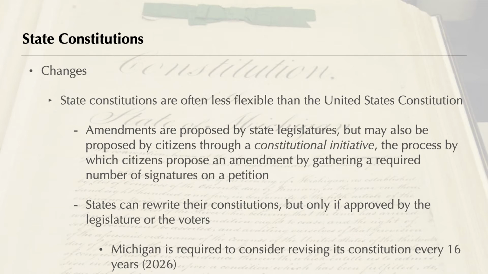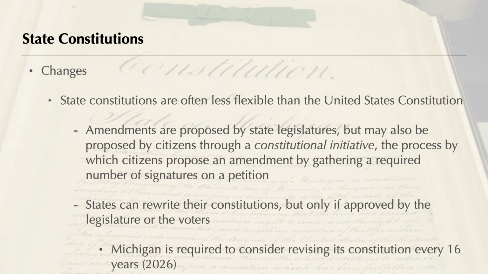In 18 states, citizens may initiate or begin change by constitutional initiative, a process by which citizens propose an amendment by gathering a required number of signatures on a petition. When enough people have signed the petition, the amendment goes to the legislature for consideration or to the voters for approval. A state can also rewrite its constitution.